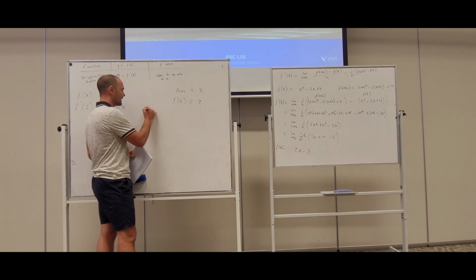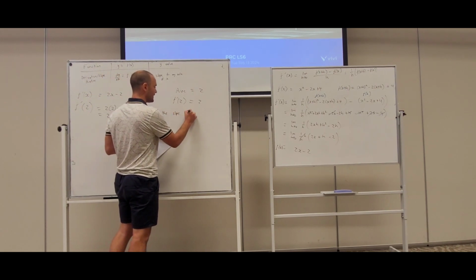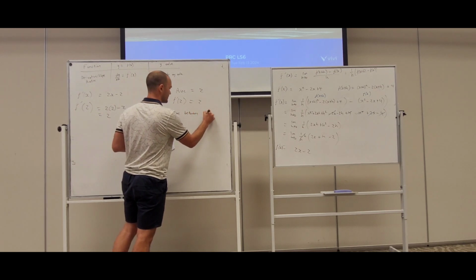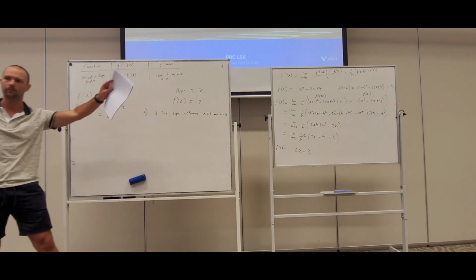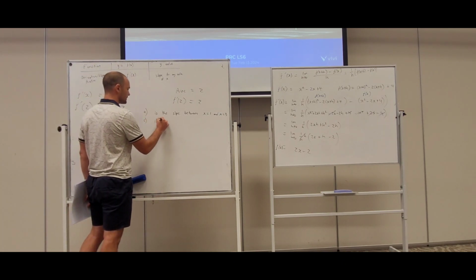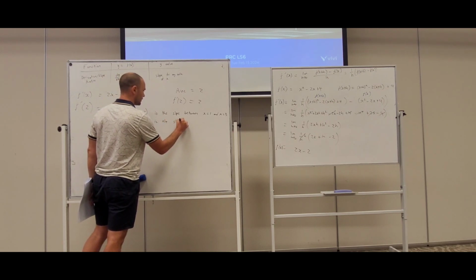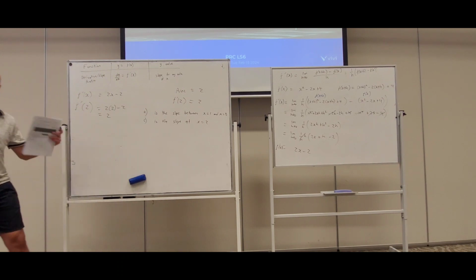So let's write that. Part A is the slope between x is 1 and x is 3. Okay, so that's occurring over an interval. Part C is the slope at x is 2. Okay, so that's the key difference.